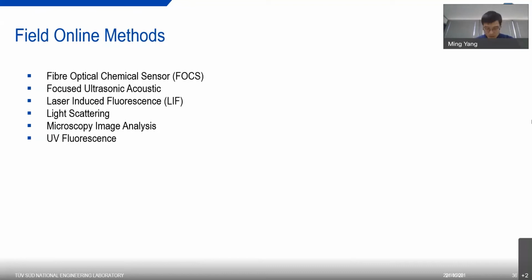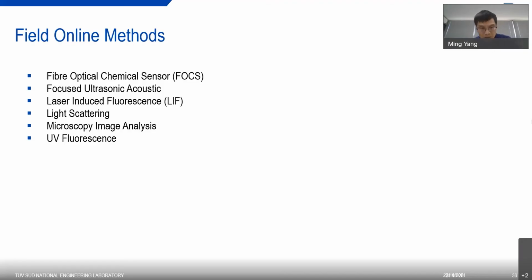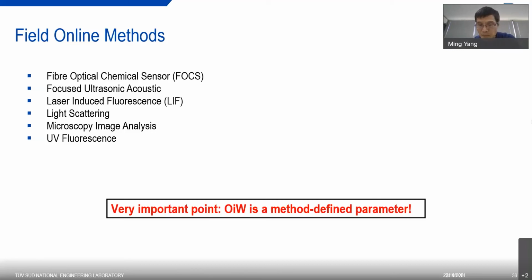One thing I need to emphasize is that when we talk about oil in water, it is a method. Oil in water is a method-defined parameter. I cannot emphasize this point enough. So when you talk about oil in water, you need to refer to a specific method. If you don't, then the results can be misleading. You can easily compare apples to pears.